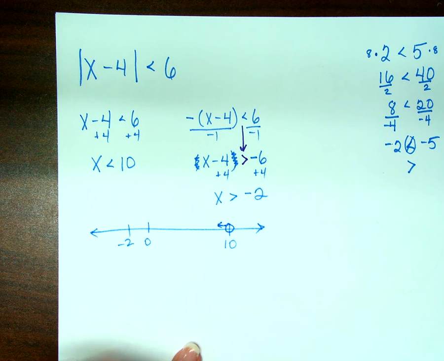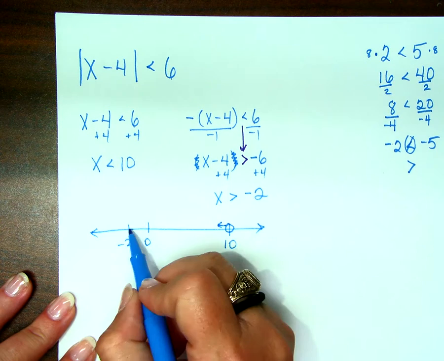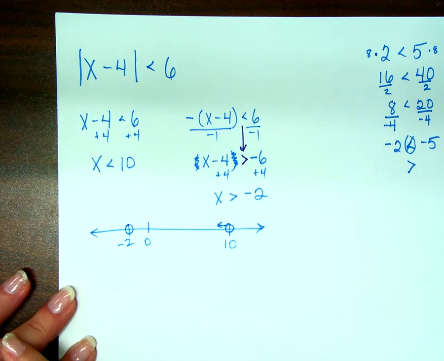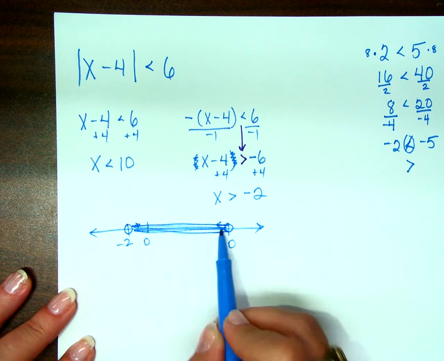Okay? What do I do at negative 2? An open dot. And I would shade to the right, right? Is there a place then both areas would be shaded? In between them. So I darken that up pretty good so I know for sure that that's where I'm shading.